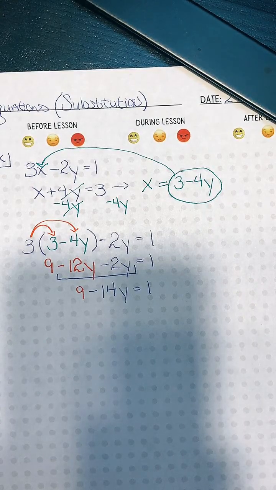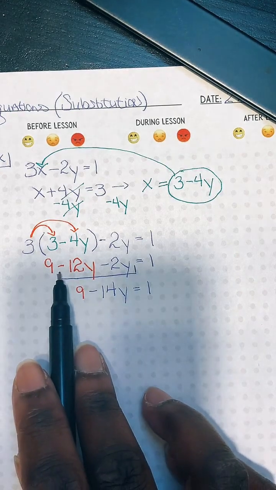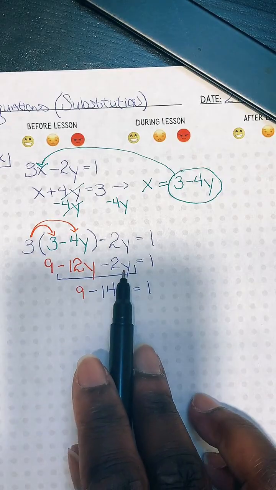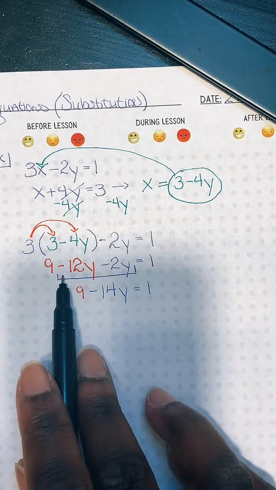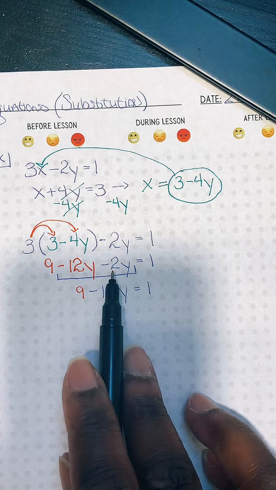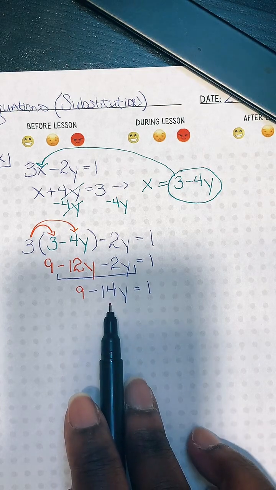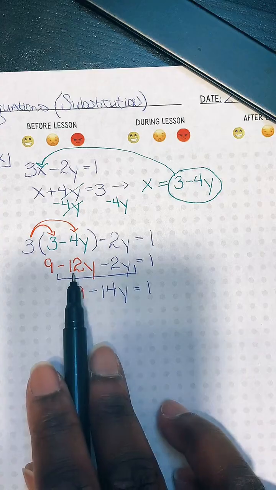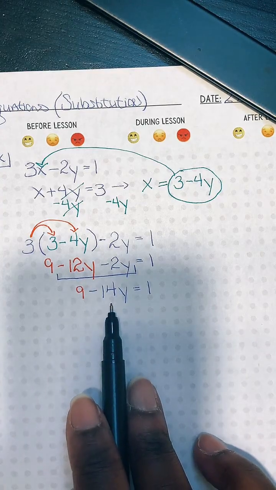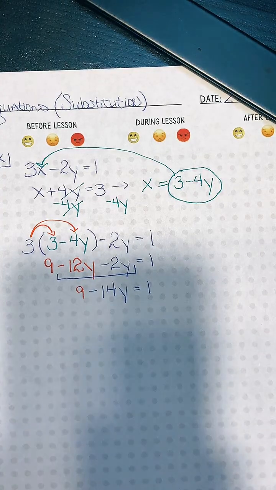I would say 10. You would say 10, but the 12 is negative and the 2 is negative. So if I owe $12 and now I owe another $2, guess what? I owe $14. All right, so the signs are the same. It's going to give you negative. You're going to be adding.